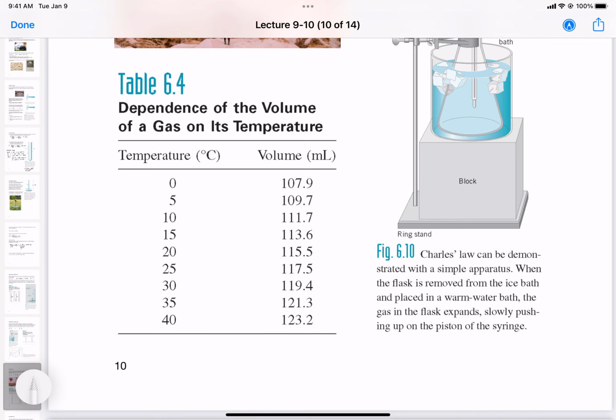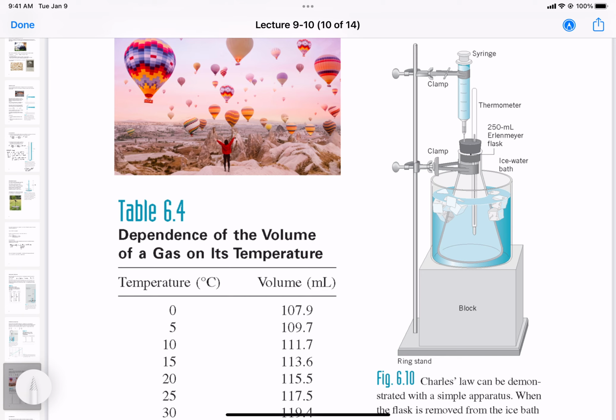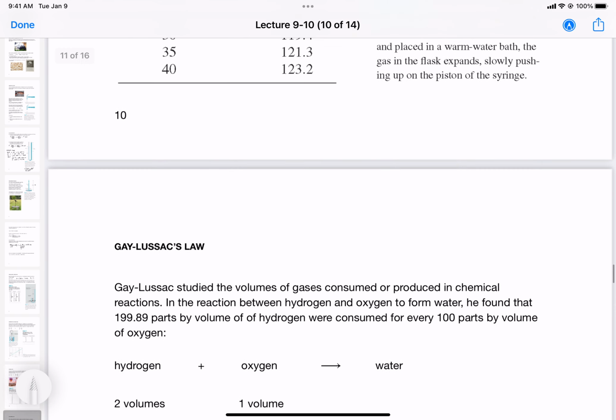The pressure will not change because there's an exit way for the gas to escape, and that's through the syringe and piston. So it moves the piston up because the gas is trying to escape, increasing the volume it occupies. Thereby, when you warm up the gas, the increase in pressure is negated by the increase in volume, so there's no net change in the pressure. So that's Charles' law.